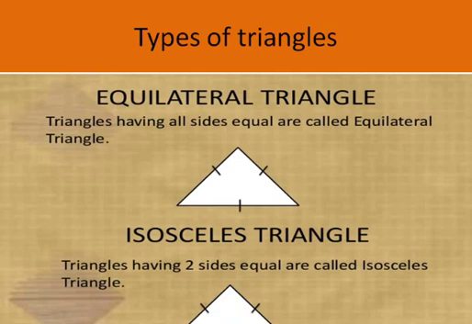Then the base is here, the main vertex is here, and the two equal sides. And also we have something so important in the isosceles triangle: the angles at the base are equal. It means this angle is equal to this one. Just this angle equal to this one.